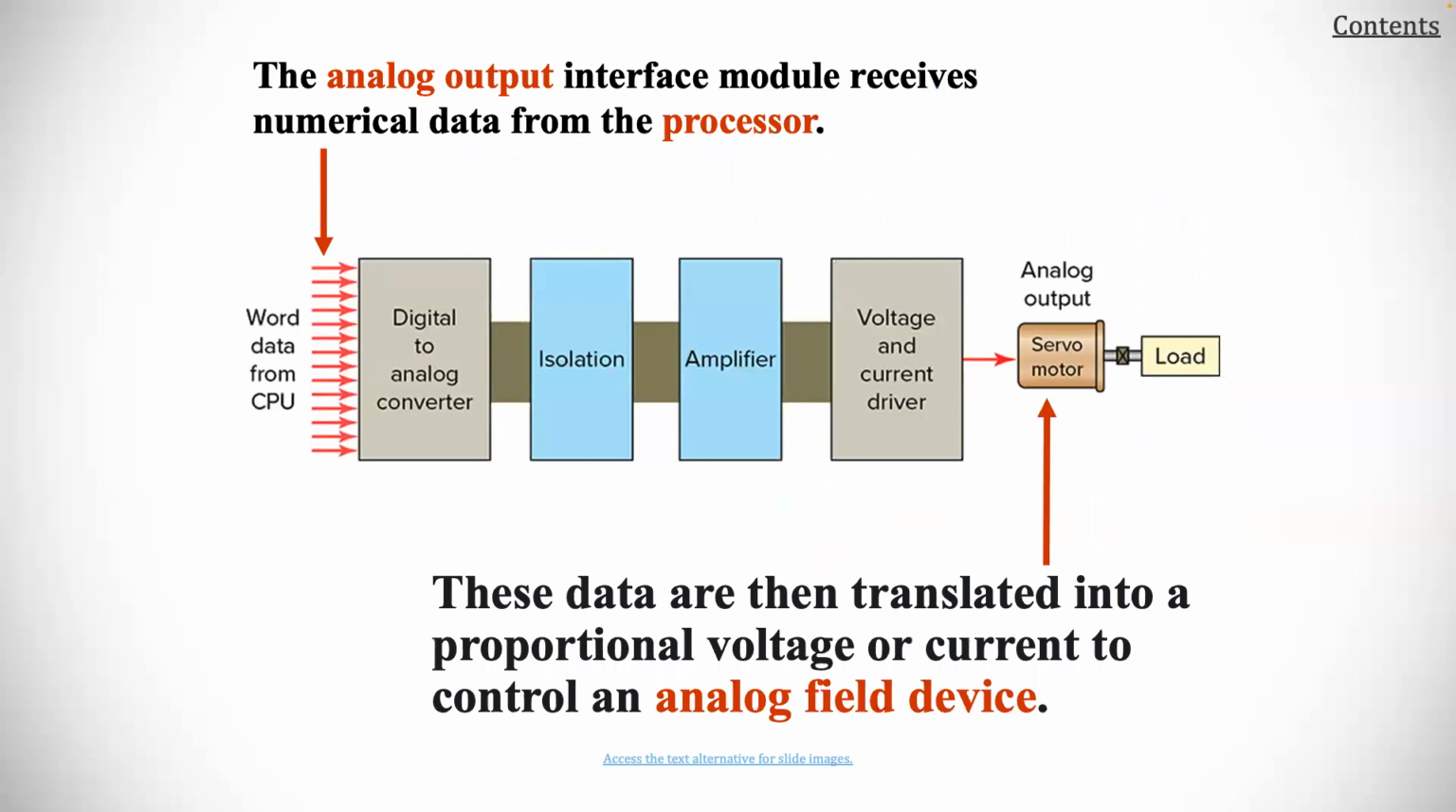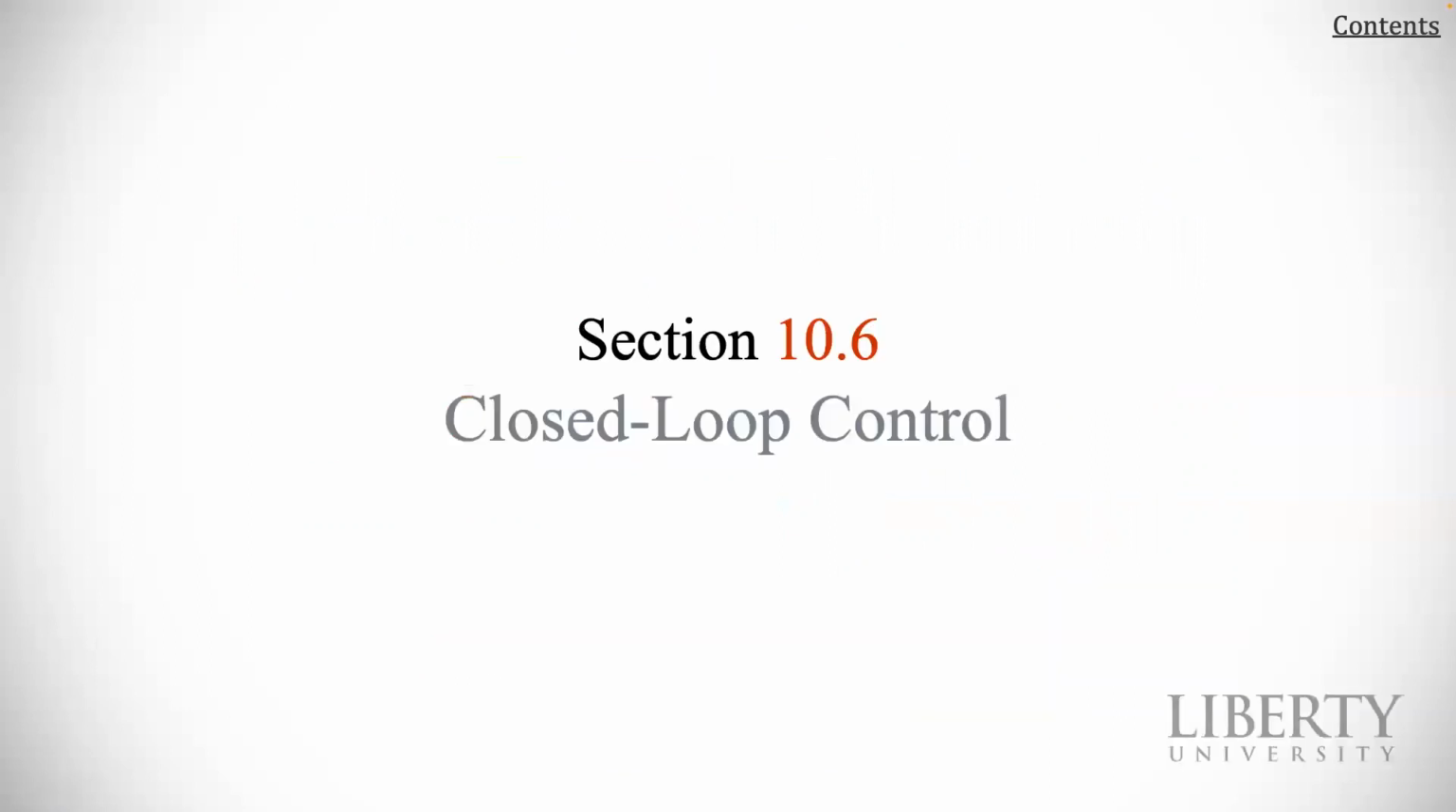The analog output interface module receives numerical data from the processor. These data are then translated into a proportional voltage or current to control an analog field device.